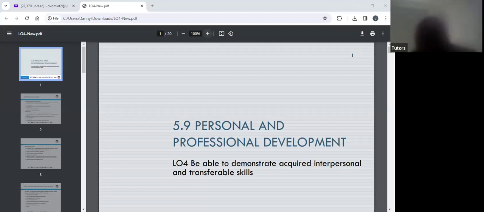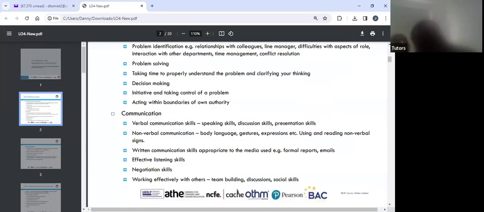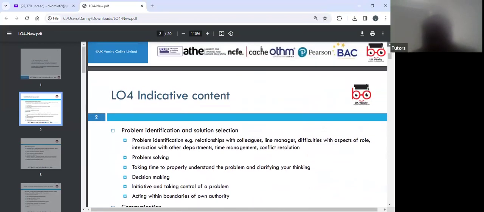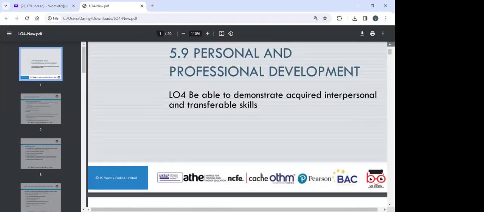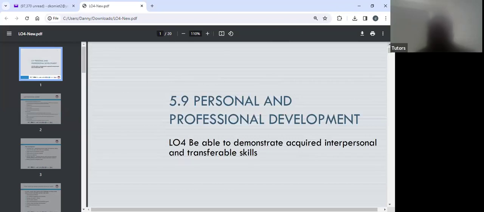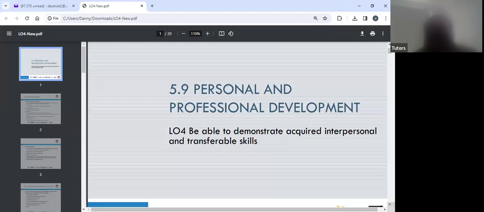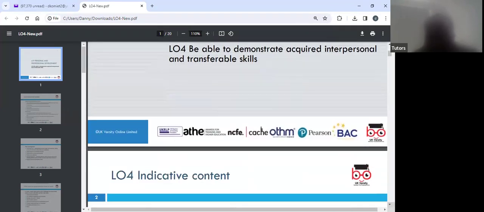So, that should be the last learning outcome for today's lectures. Today we're going to look into how a learner should be able to demonstrate the acquired interpersonal and transferable skills that they have gained in their learning journey.